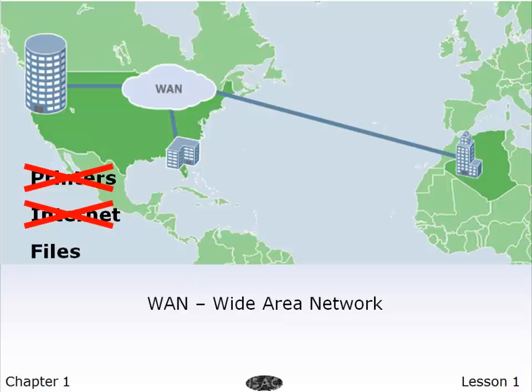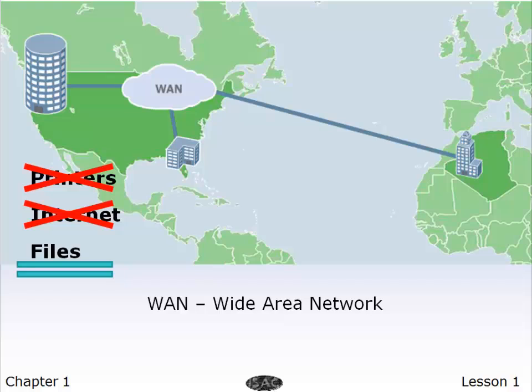Maybe files. Yeah, that's right. Files are okay, because from one office to another you don't need to copy the files to a USB dongle or write them on floppy disks, CDs or DVDs and take them to another office. You need to share files. That's why wide area networks, or WANs, are so widespread. So different offices of the same company need to share files.